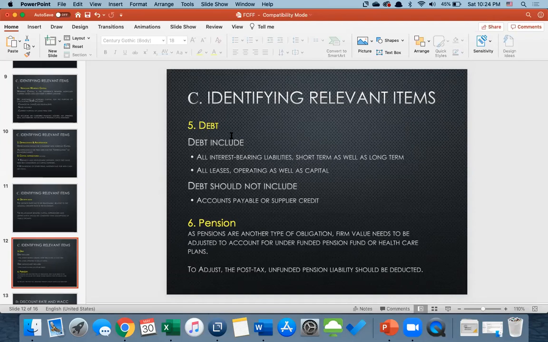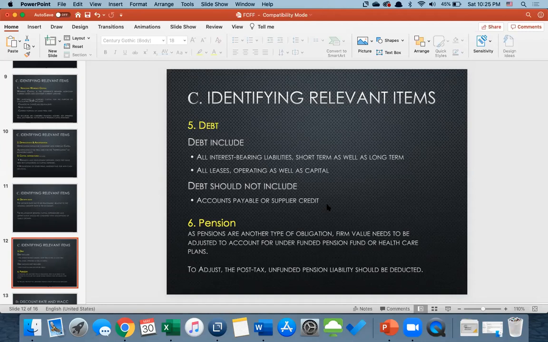I also want to talk about the debt when we go from the firm value to the equity value. The debt includes all the interest-bearing liabilities and all the leases, because the lease actually includes the interest factors already. But that shouldn't include accounts payable or supplier credit.